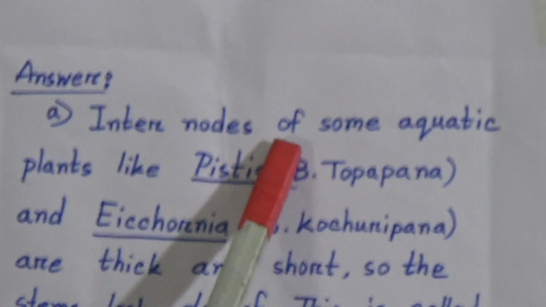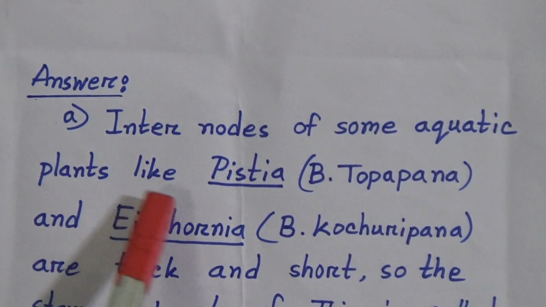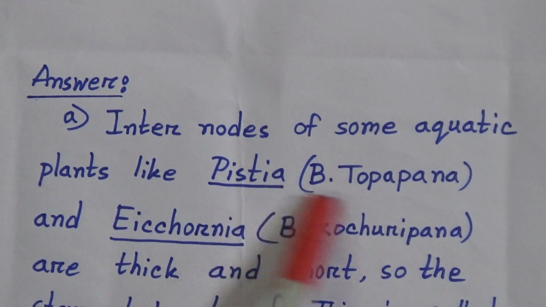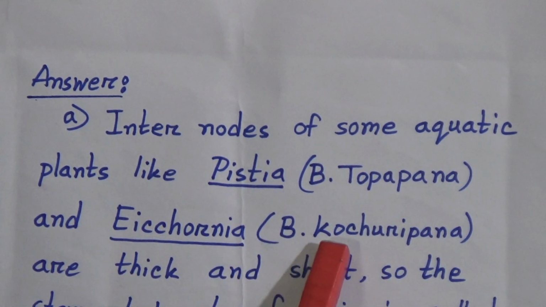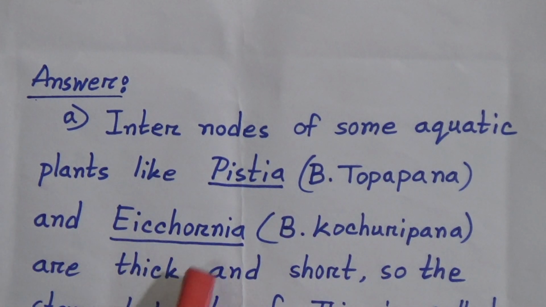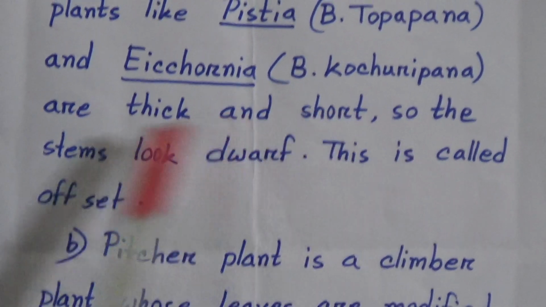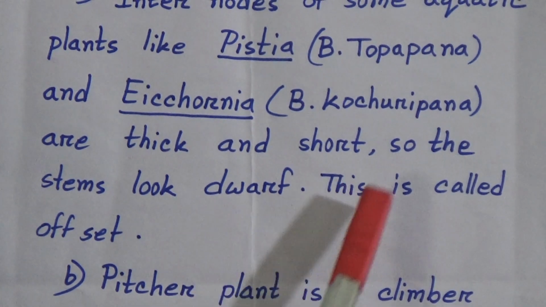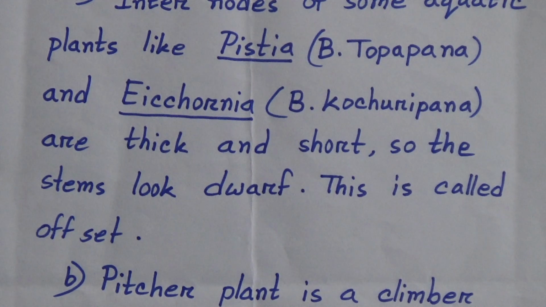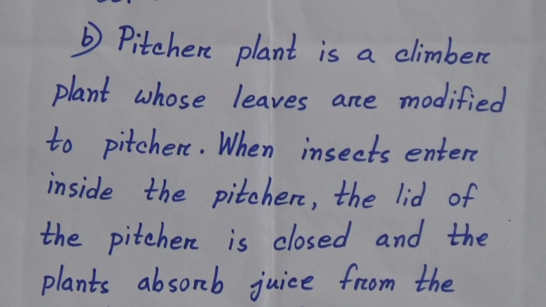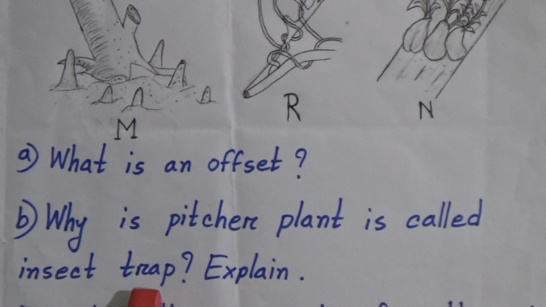And A number question is, what is an offset? Answer is, internodes of some aquatic plants like Pistia, Bangla name Topapana, and Eichhornia, Bangla name Kochuripana, are thick and short, so the stem looks dark. This is called offset. B number question was, why is pitcher plant called insect trap? Explain.